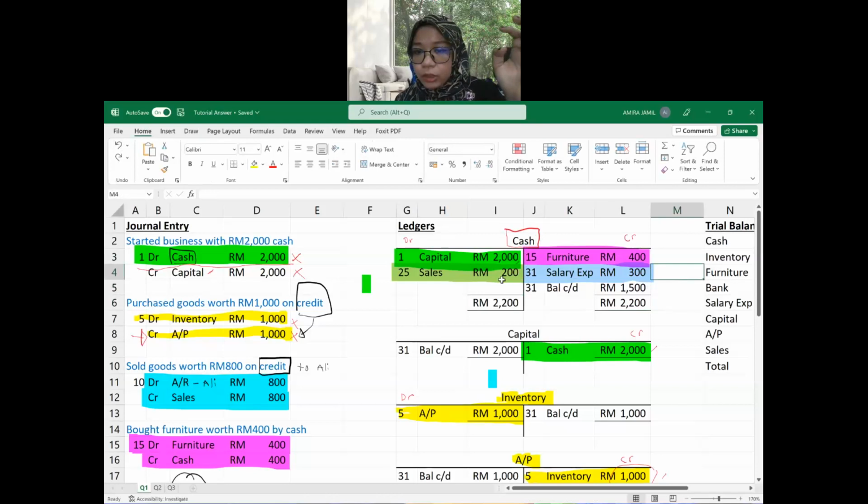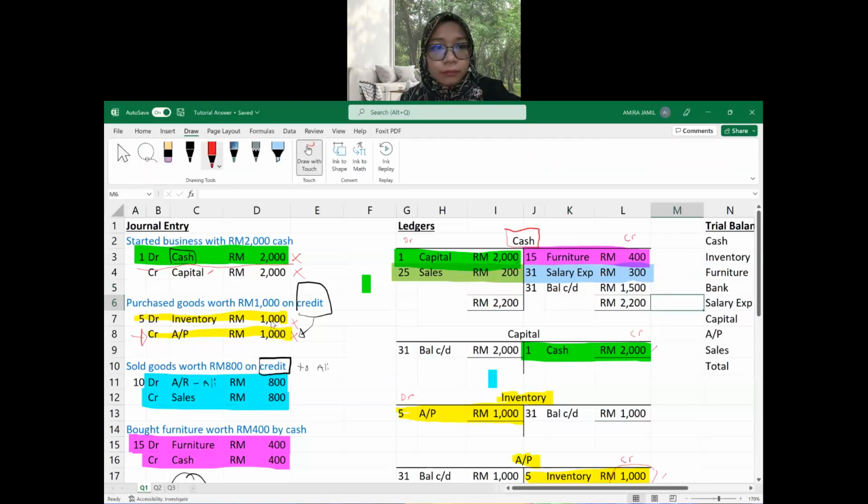Okay. Contohnya this one 2,200. Yang 400 ni tambah dengan 300 equal to 700. So balance CD must be 1,500. Macam mana saya dapat figure ni? This one 2,200. This one, the balancing figure 2,200 minus this one and minus this one. Okay, equals to 1,500.